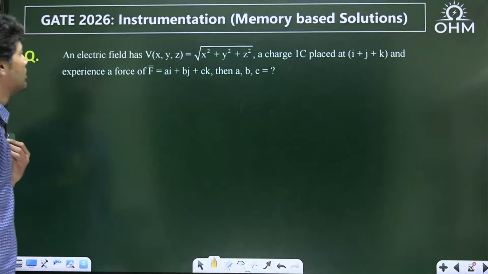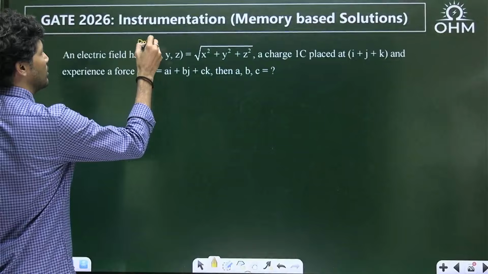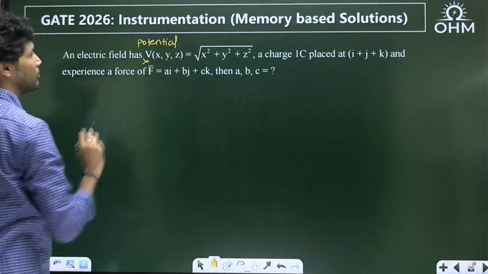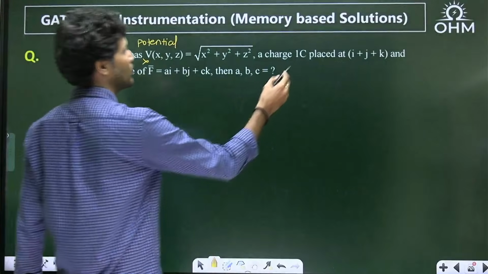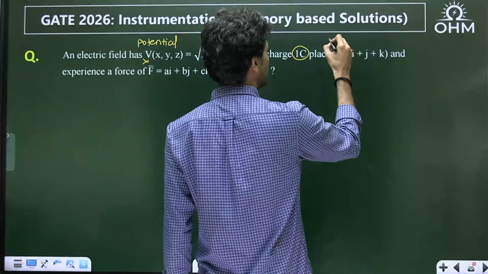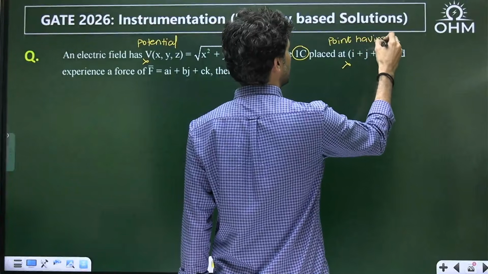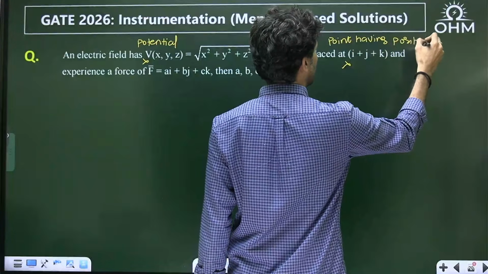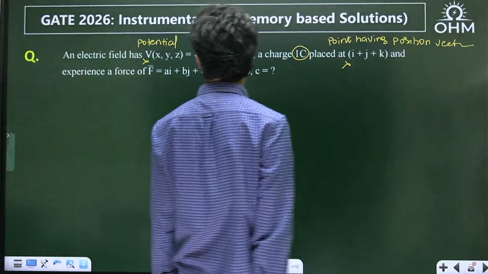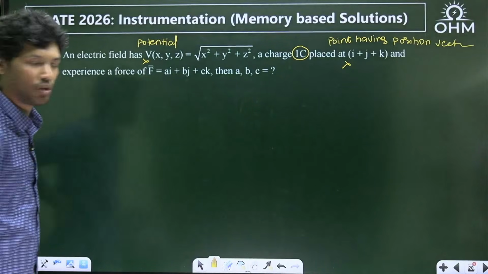Next. So the electric field has a potential. This should be given as the electrostatic potential of so and so value, and a charge of 1 coulomb placed at a particular point. This is memory based, so the question will not be exactly like this. At a point having position vector so and so, the force experienced by the 1 coulomb charge is given by A x cap, B y cap, and C z cap. Then what are the values of A, B, C? That is what the question is all about.